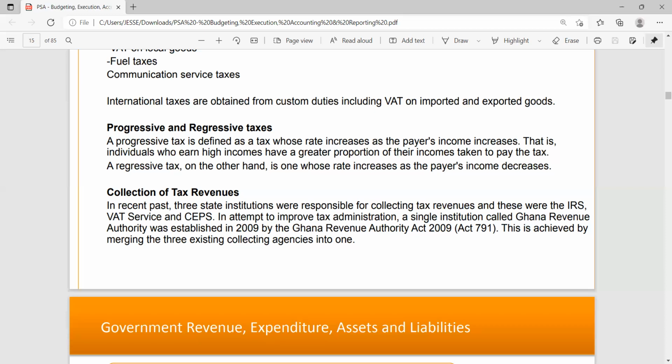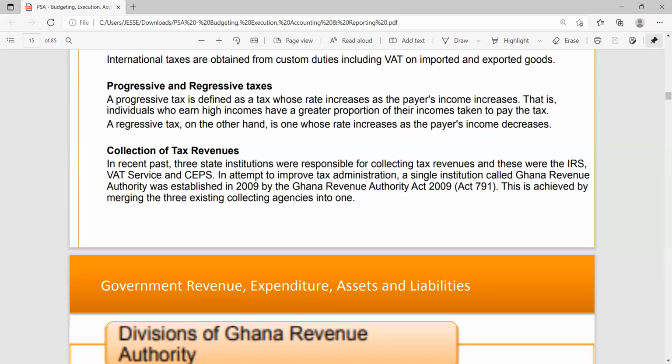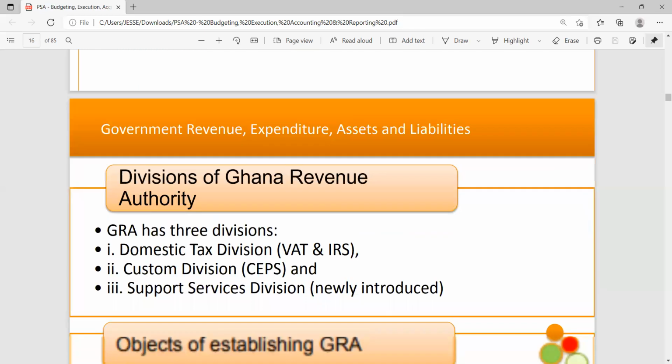All right. This is achieved by merging the 3 existing collecting agencies into one. So it merged the IRS, the VAT Service, and the SEPS into one institution to ensure efficiency in collecting tax revenues.